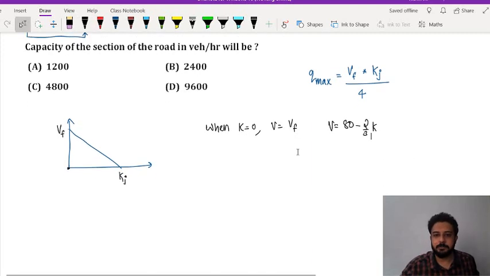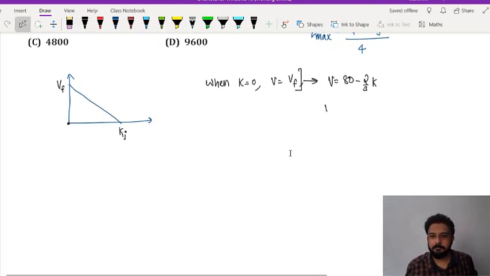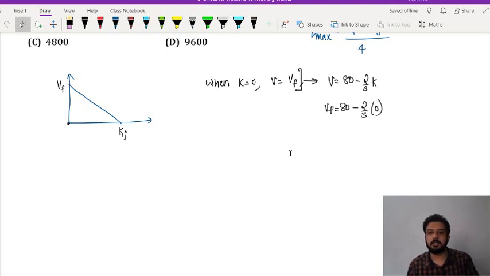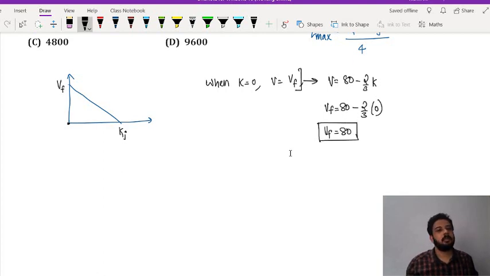Now if I substitute this concept in the equation, what will I get? Vf is equal to 80 minus 2 by 3 into 0, correct? Whenever K is 0, your V will become Vf. So 2 by 3 into 0 is 0. What you get here is Vf equal to 80. Understood? Very simple. Vf is equal to 80.